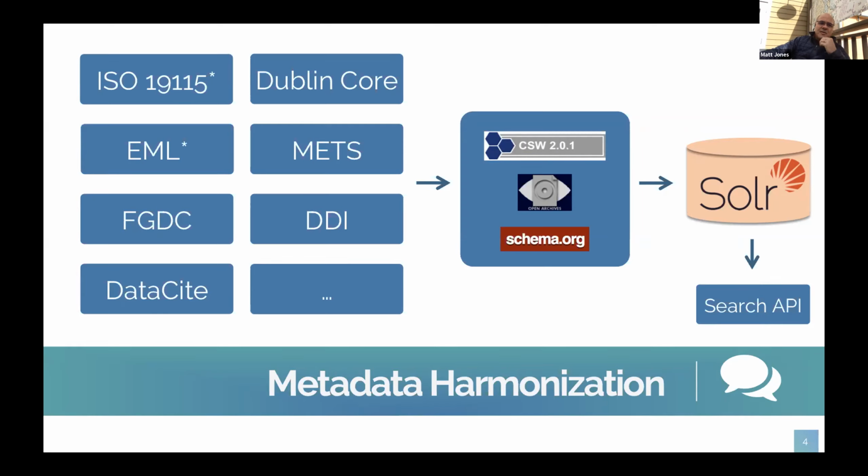So some of the primary ones are ISO, EML, FGDC, METS, DataCite metadata, and those things. And what we do is we harvest those from all of the different protocols that people use for exposing metadata that we can support. So the primary ones are the Catalogue Service for the Web, the Open Archives Initiative Protocol for Metadata Harvesting, and schema.org mechanisms for publishing metadata on dataset landing pages. So any of those mechanisms can be used.